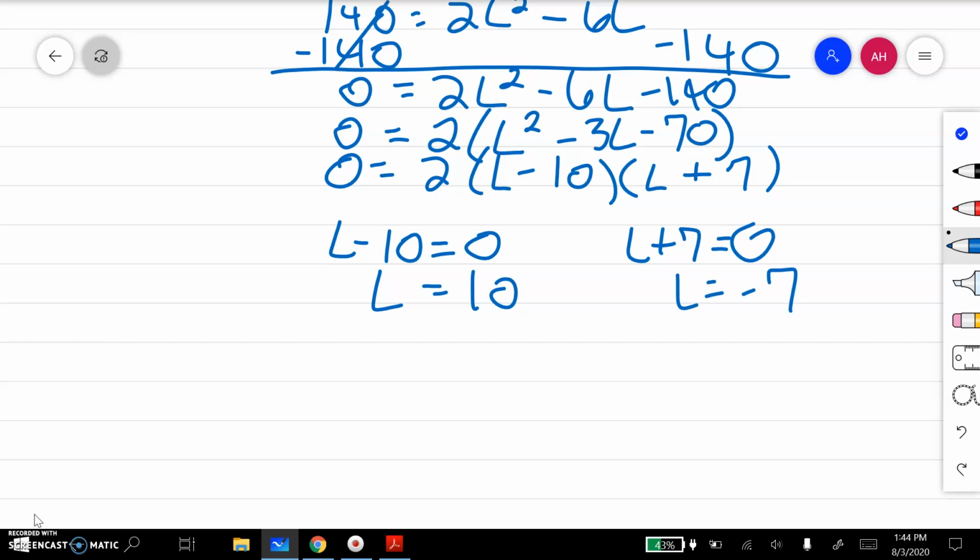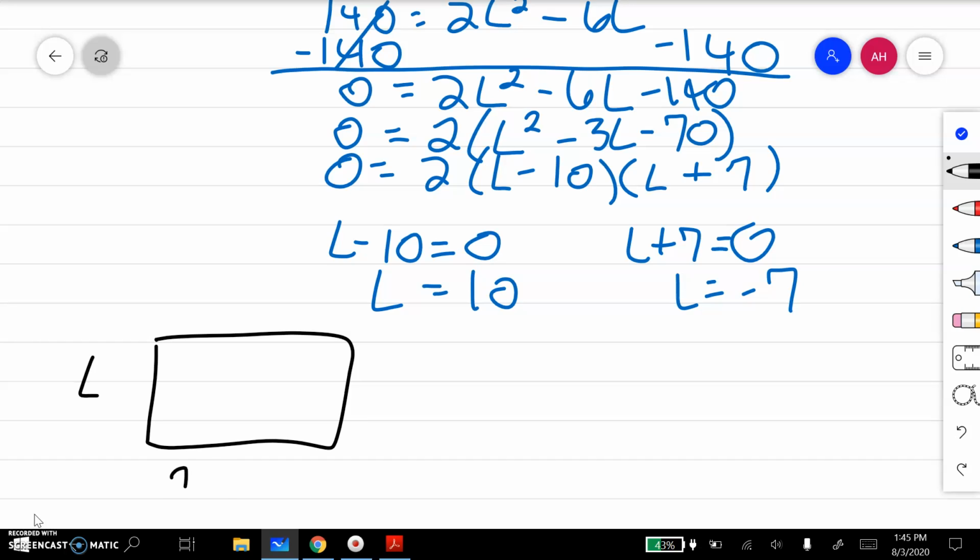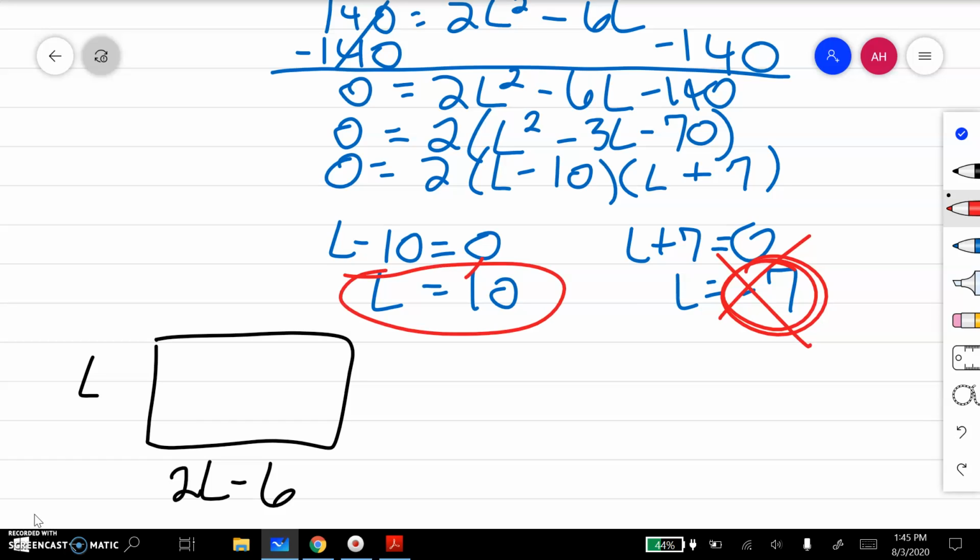Now we're talking about the side of a rectangle. Okay, so we've got this rectangle. We know this is L and this is 2L minus 6. Now, it does not make sense that the side of a rectangle would be a negative 7. You're talking about the length of something. So that is not our answer. Okay, L is 10. So this side of the rectangle is 10.